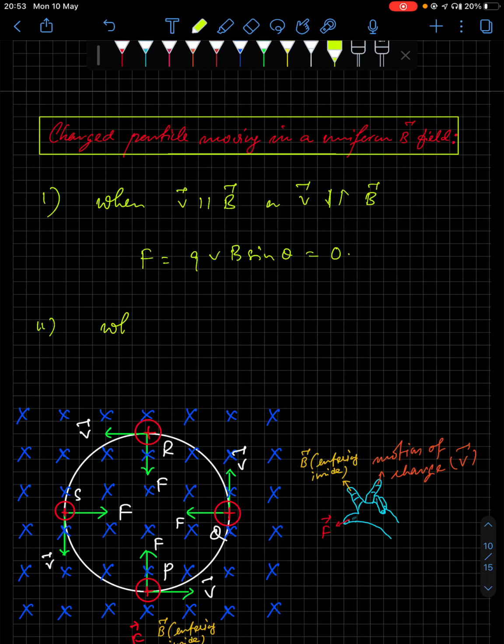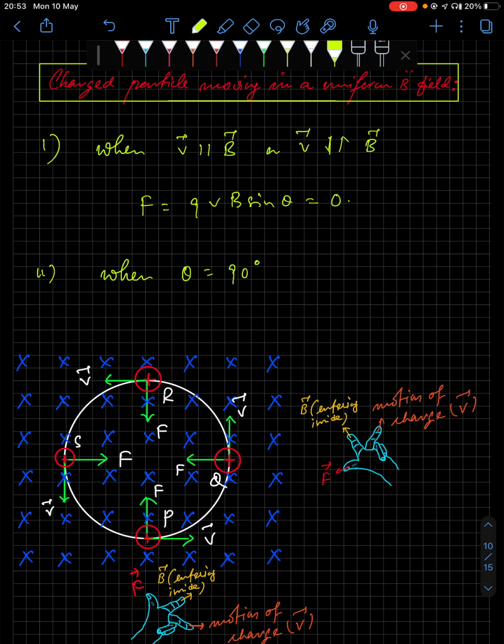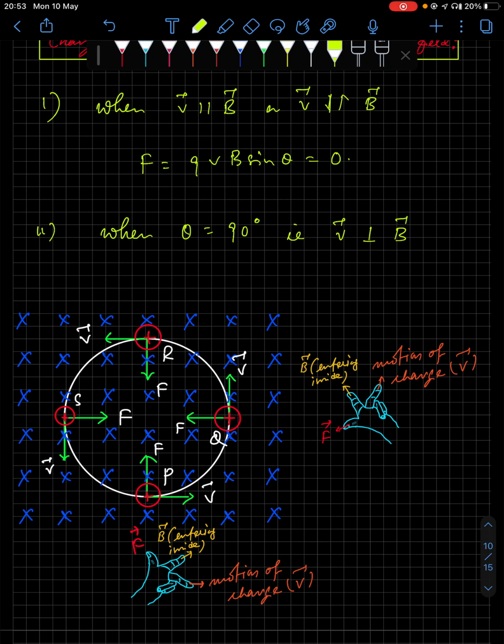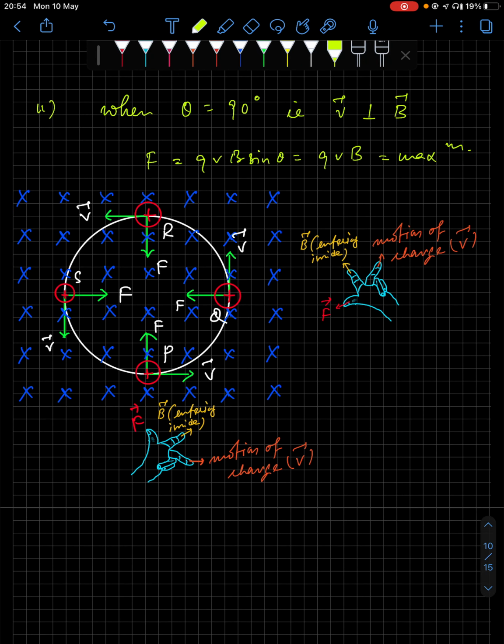Case number 2, when theta equal to 90 degree. Now we have a couple of relations coming out from this second case. So when theta equal to 90 degree, the v vector is perpendicular to the B vector. Velocity vector is perpendicular to the magnetic field vector. So in that case, your magnetic force, let me write down the scalar version, equal to QVB sine theta, and since theta is 90, that will give you QVB. So of course, the force magnitude will be maximum.